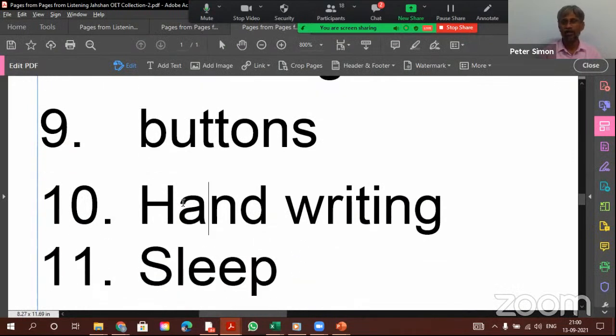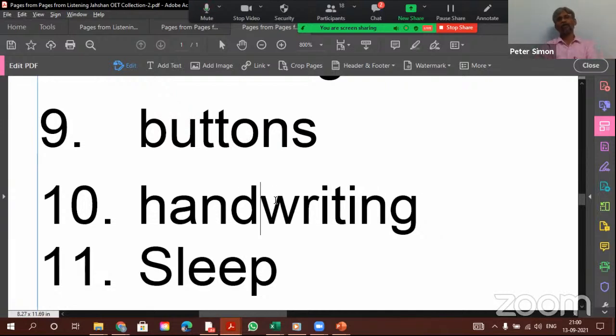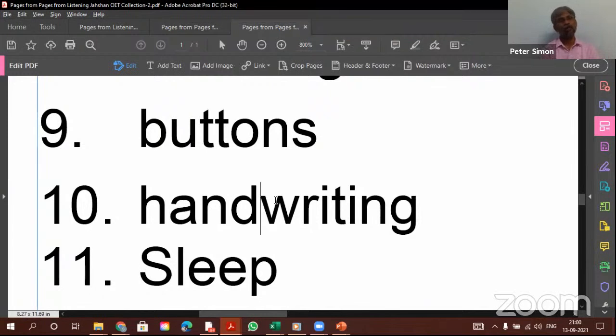So in "handwriting" here, there are two mistakes. One is H is a small letter. Then "writing," W is okay, one word, handwriting. That is the right answer. This is the right answer. I have corrected the answer sheet itself. You can see there. And this is not the official answer sheet. Don't think that somewhere we got it on the internet and we are taking it and we are learning. We are learning. Learn the rule.